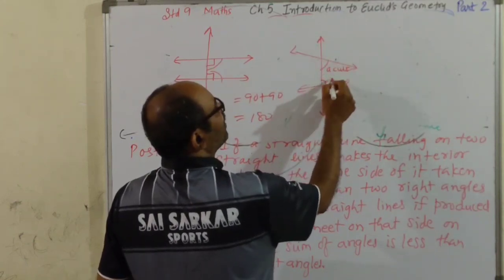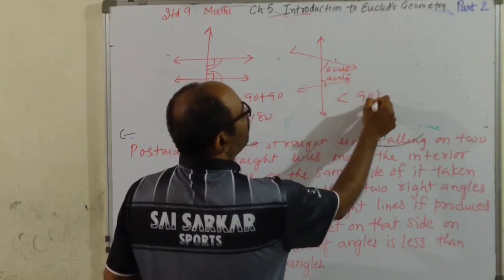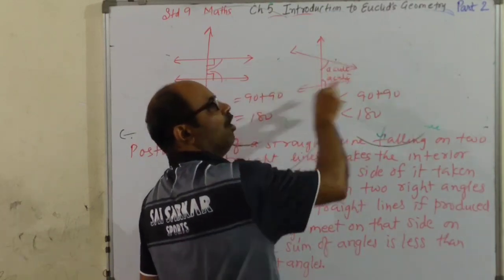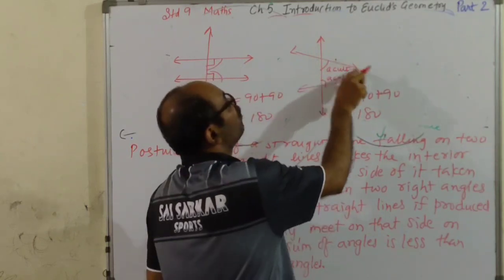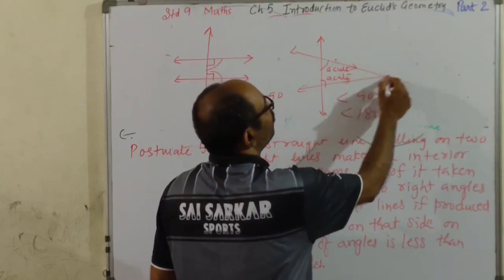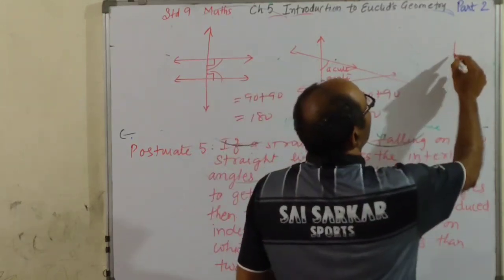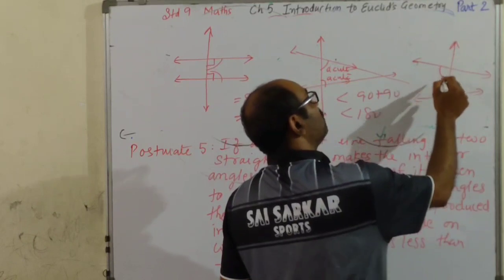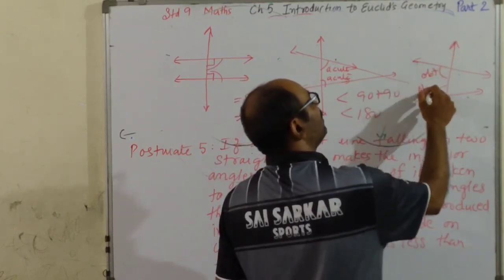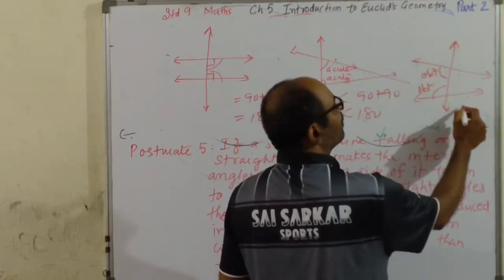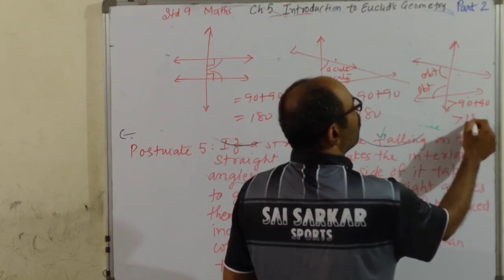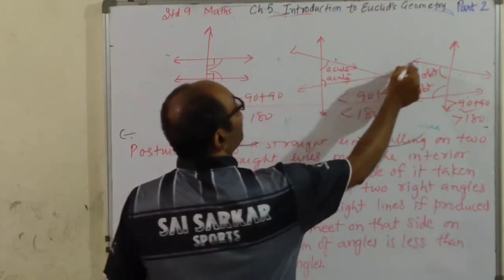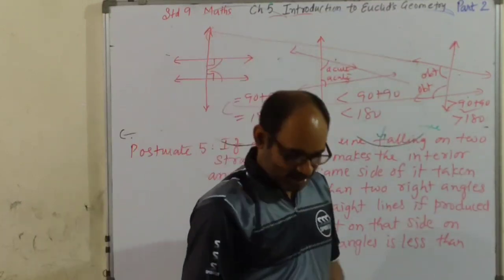This looks acute, less than 90, and this is also less than 90, so this will be less than 90 plus 90, meaning less than 180 on this side. The pair of interior angles has a whole measure less than 180, so if you produce the lines, they will meet. Third one: this is a transversal and these are two lines. This time look at the angles on this side: this is an obtuse angle, and this is also an obtuse angle, so the whole measure of these two angles is more than 90 plus 90, more than 180, or more than two right angles. So if you produce these lines on this side, you will see they will never meet each other. That is the statement.